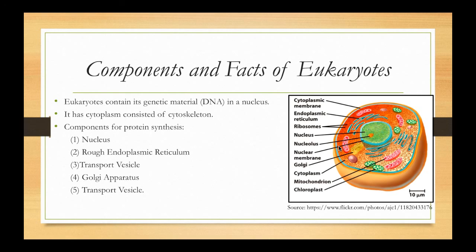The glycoproteins, the modified sugars, depart from the trans face, not the cis face, of the Golgi apparatus, and are transported through a transport vesicle to their destination within the cell or to the plasma membrane, where they are secreted from the cell or fuse with the membrane. So nucleus, rough ER, transport vesicle, and Golgi apparatus. These four things are the big four steps of protein synthesis of eukaryotes.